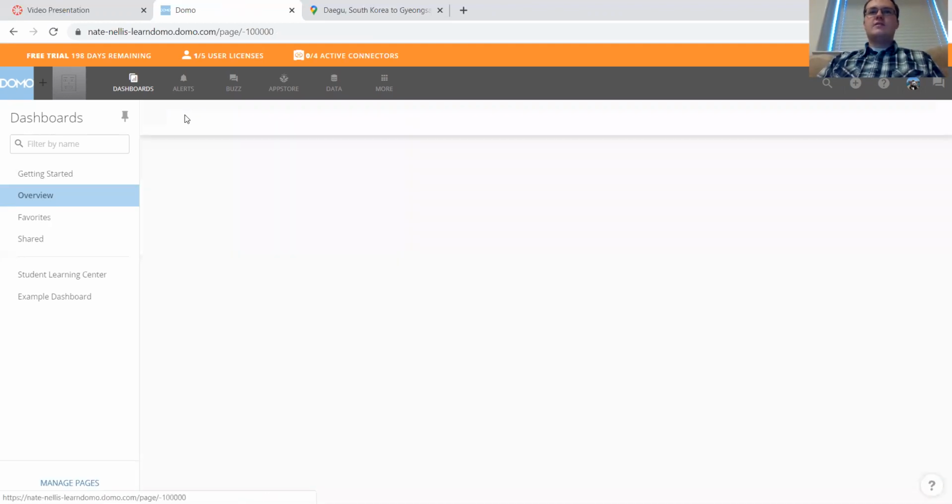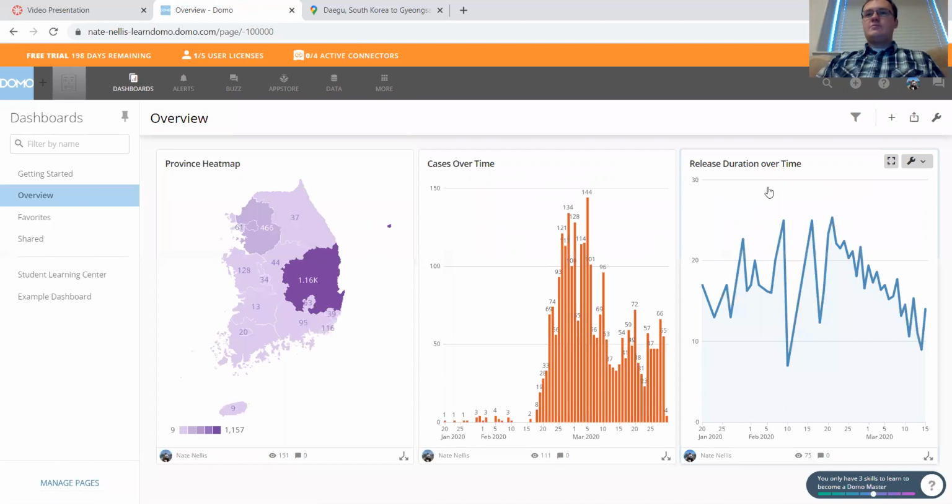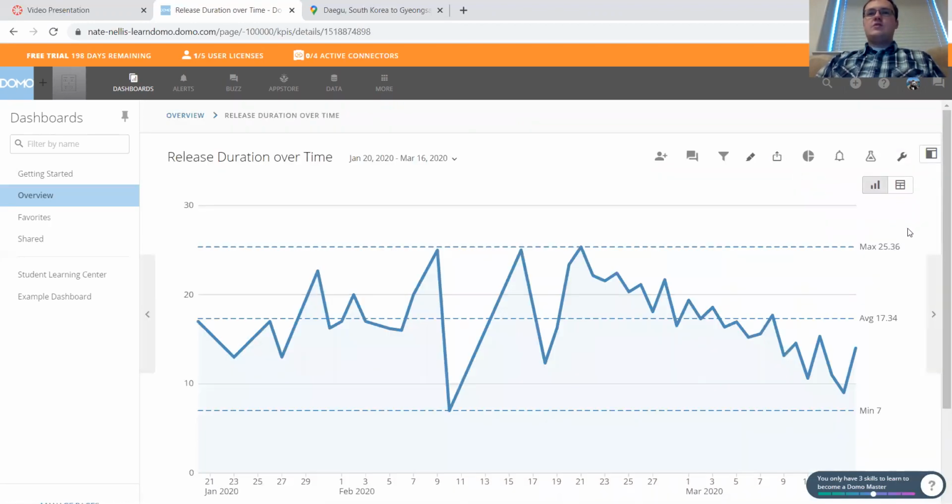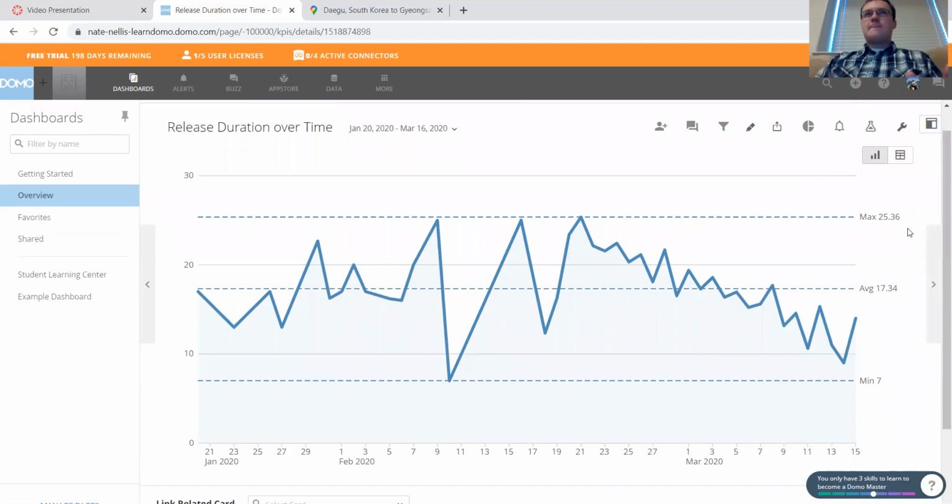Our last card that we have has no drill downs, but I thought it was a very interesting card. This shows for each day, if you were infected on this day, how long would it take for you to be treated and then leave the hospital and be stated as recovered? So as you can see, towards the beginning, it's pretty all over the place, but at about the 21st of February, that number decreases until the end of the data set.